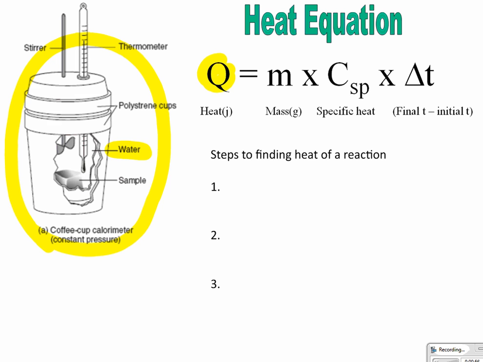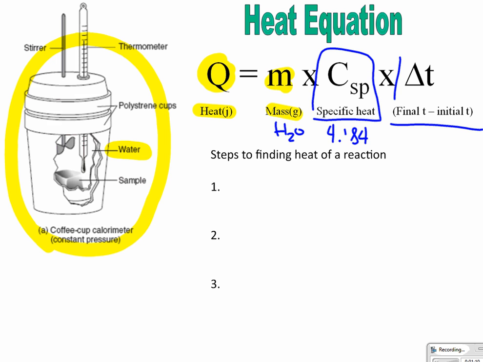Q is what we're solving for, which is heat, in joules. M is the mass of the water, because when we're doing it in a calorimeter, we really focus on the mass of the water. Specific heat of water we know is 4.184 joules, and then finally the temperature change of the water. By measuring the temperature change of the water, we can figure out what happens with the reaction.